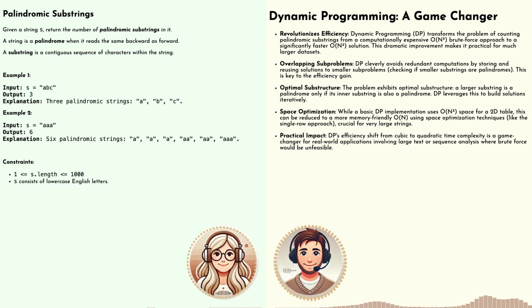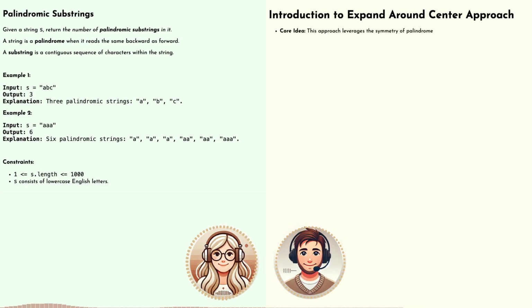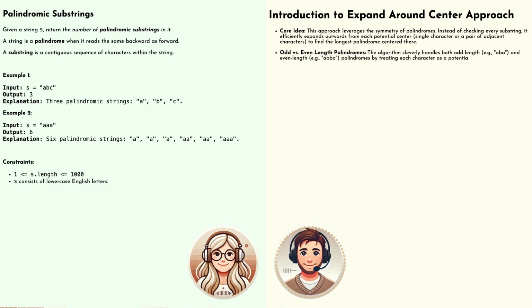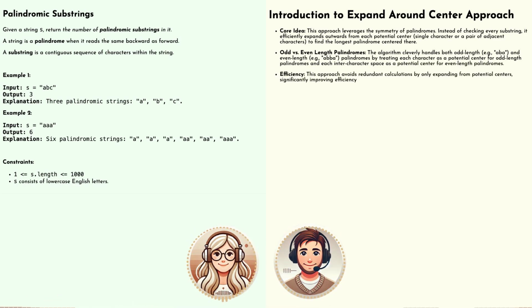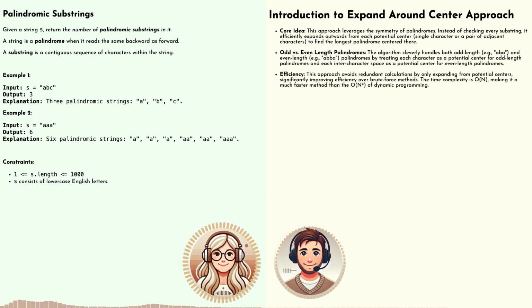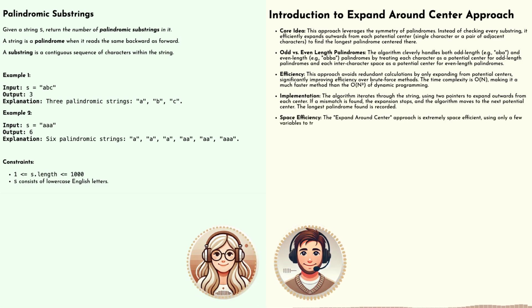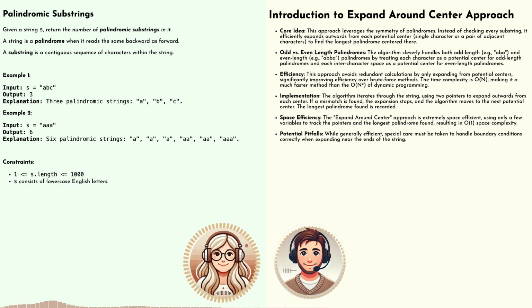So dynamic programming is clearly a game changer for solving the palindromic substring problem. Yes. But you mentioned earlier that there are even more ways to approach this. What else is out there? There are indeed other methods, some even more efficient in certain scenarios. One is the expand around center approach, which cleverly leverages the symmetrical nature of palindromes. Expand around center. That name definitely sparks my curiosity. Can you tell me more about how that one works?